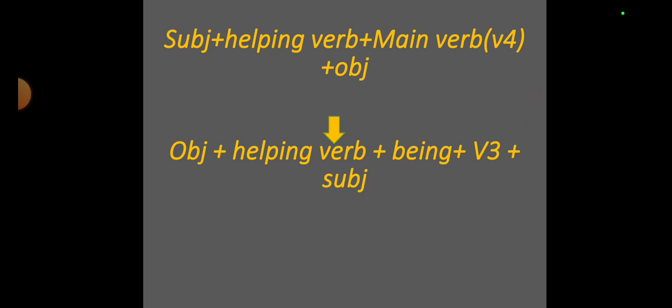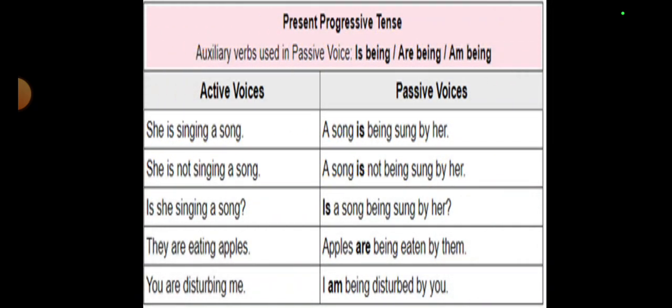So overall we can say that in the progressive tenses, the structure of the sentences will be in this way: we will be writing subject at the beginning, then it will be the turn for helping verbs like is, am, are, or was, were, right? Then comes the main verb, its fourth form, that is ing form, and object. While in the passive sentences we will be writing in this way: object, helping verb, being, third form of the verb, that is the past participle form, and lastly we will be writing the subject. That's it. This is what you have to keep in mind.